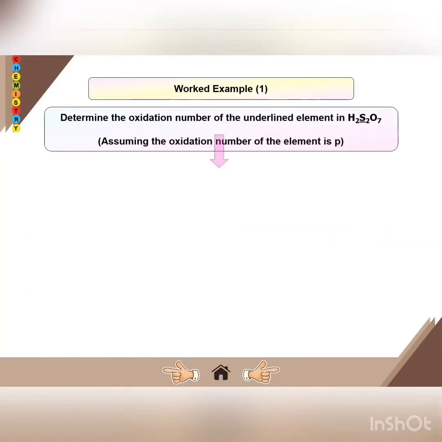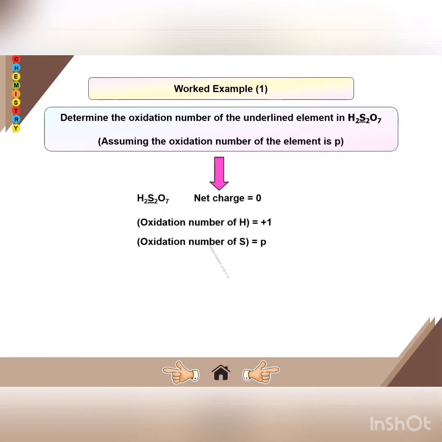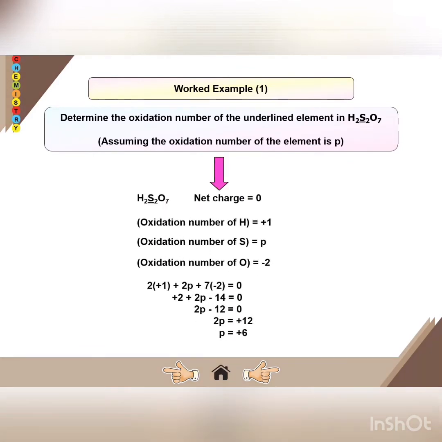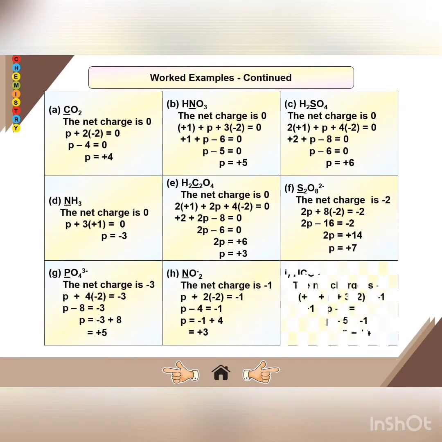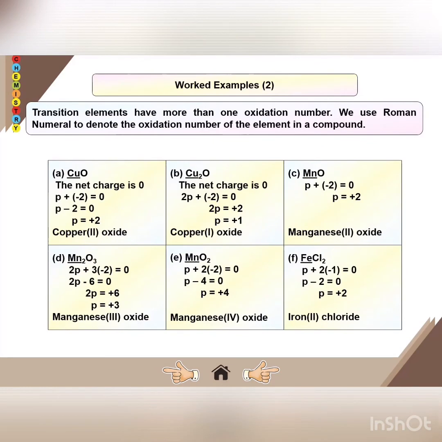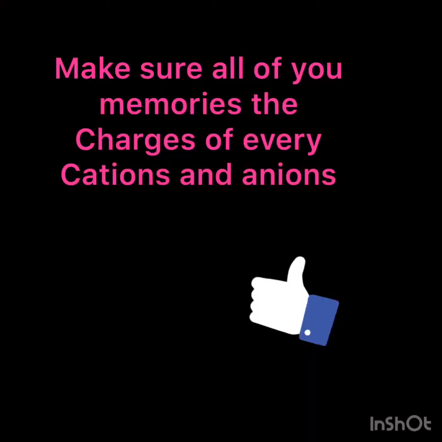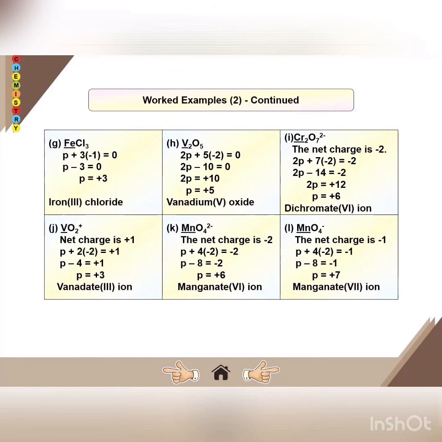Now I give you one example to determine the oxidation number of the underlined element. For example, H2S2O7, so we underline S2. How to solve it is like a linear equation. For the next examples, I want you to copy in your exercise book and then try to find the underlined elements. You can see the answer given. I give already a few examples. What you need to do is solve in your exercise book. So this is all the examples, so make sure you see the charges for each element.